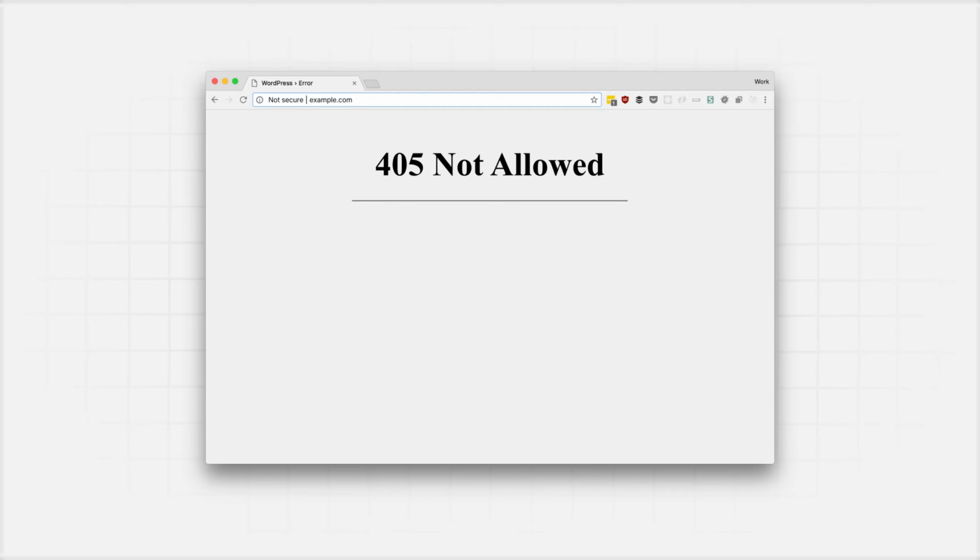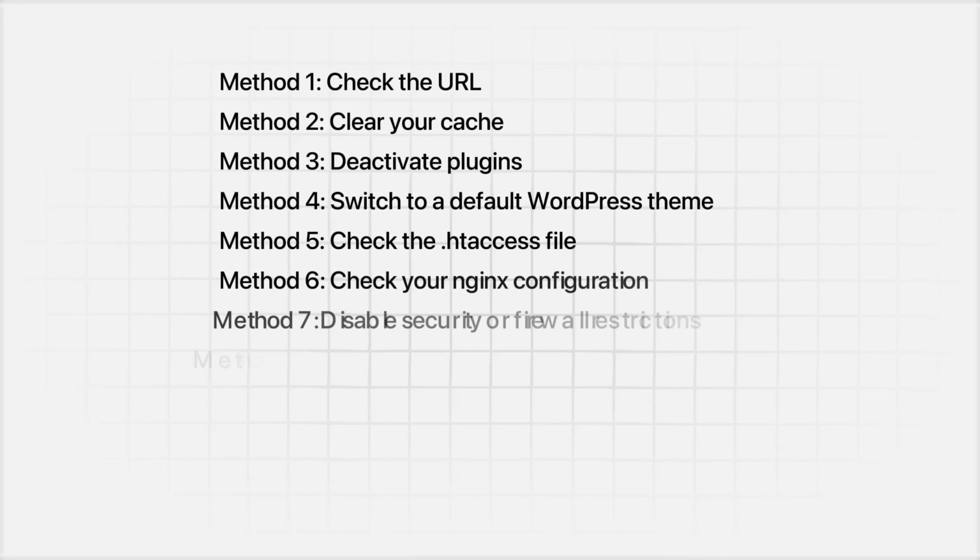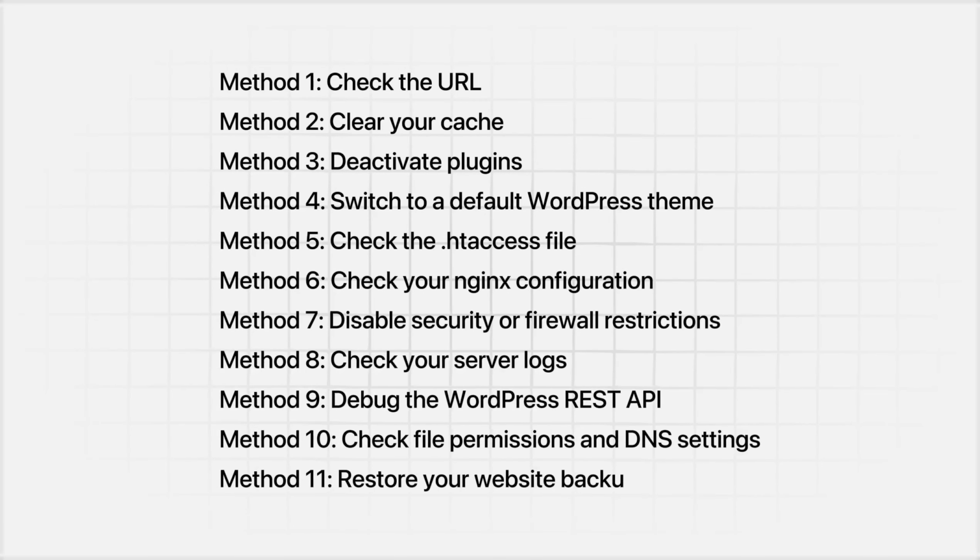By following these troubleshooting methods, you should now have a much better understanding of what causes the 405 method not allowed error in WordPress and how to fix it properly. Whether the issue came from plugins, themes, caching, firewall settings, or server configuration, these solutions cover the most common causes of the error. And hopefully, one of these methods helped get your website working again.